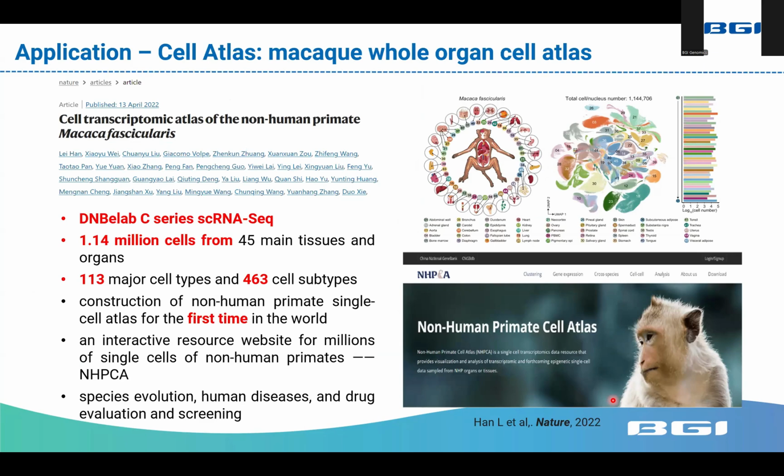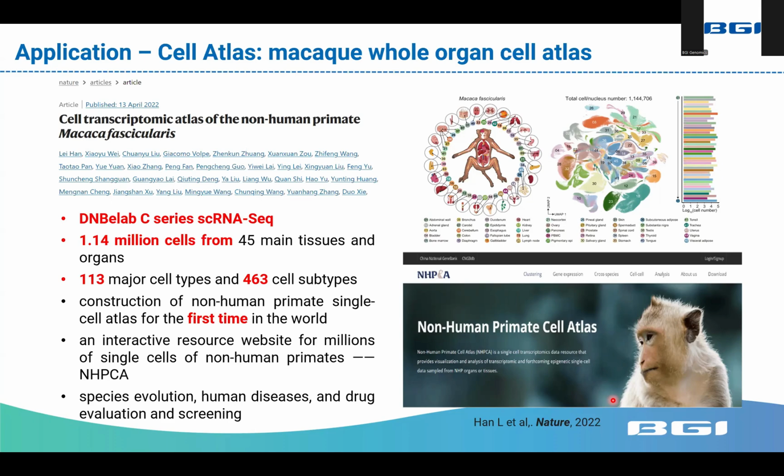This is the first application of C-series single-cell RNA sequencing. This article was published in Nature in 2022, explaining the technical details and the methods. Based on the single-cell library construction and sequencing platform independently developed by BGI Genomics, the research team conducted single-cell sequencing analysis on about 1.14 million cells. These cells are from 45 male tissues and organs of macaques. And the researchers divided these cells into 113 major cell types, and even divided them into about 400 cell subtypes.